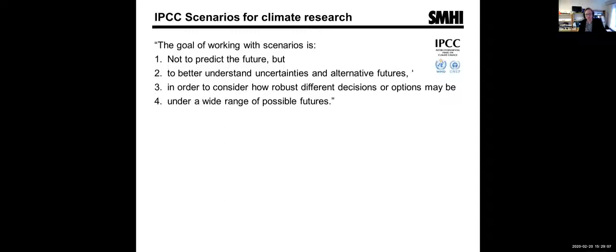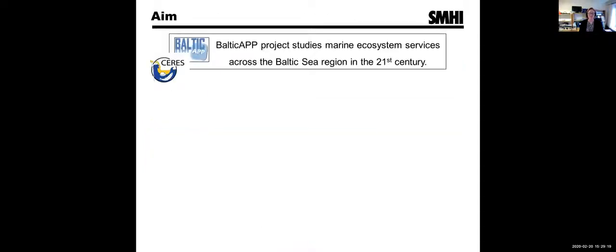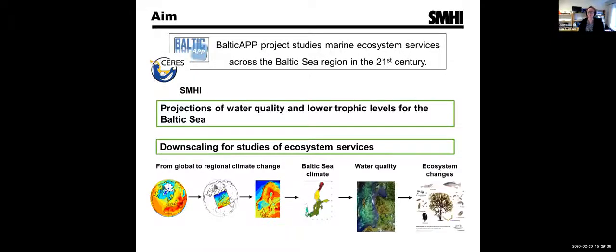I had this quote citing the IPCC report, that it's not a crystal ball. And then I told you a little bit about this downscaling procedure that we have: the global climate models, which are downscaled into regional areas to get into the sea, to be able to look at the water quality and ecosystem changes in the end. That is a lot of different steps to get there, and we need to remember that there are a lot of uncertainties within this.